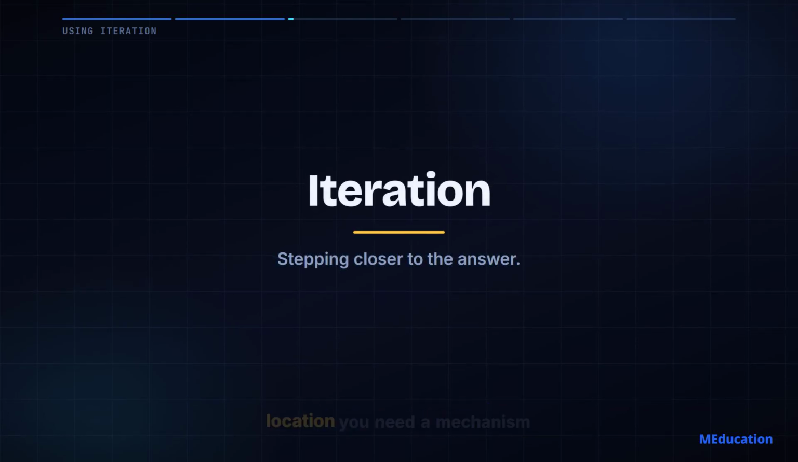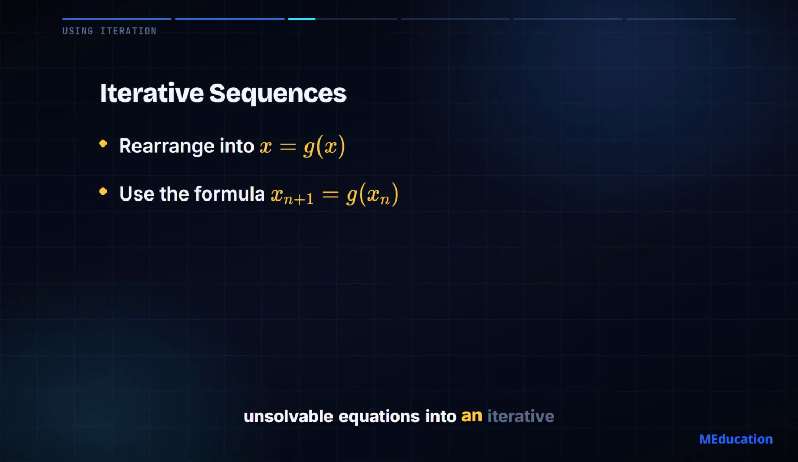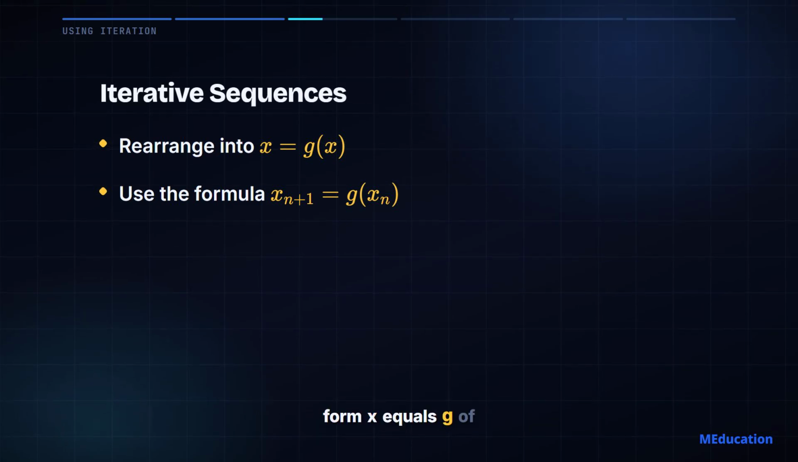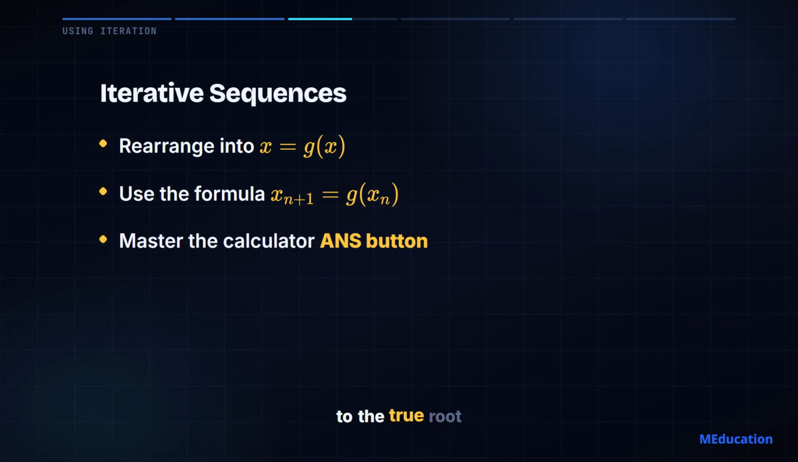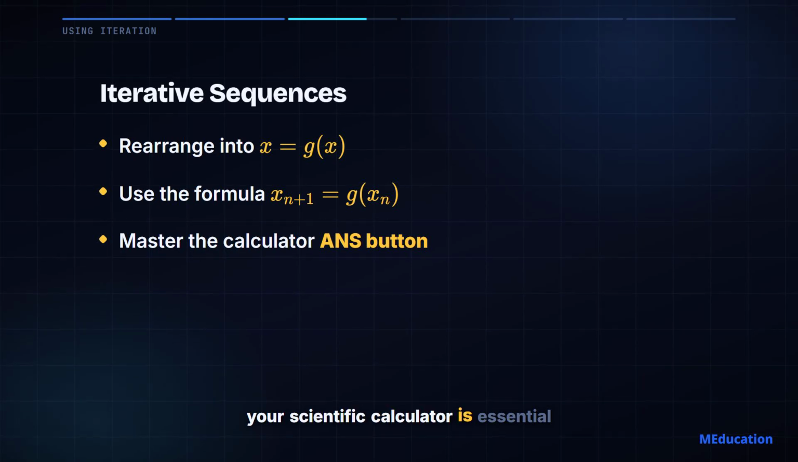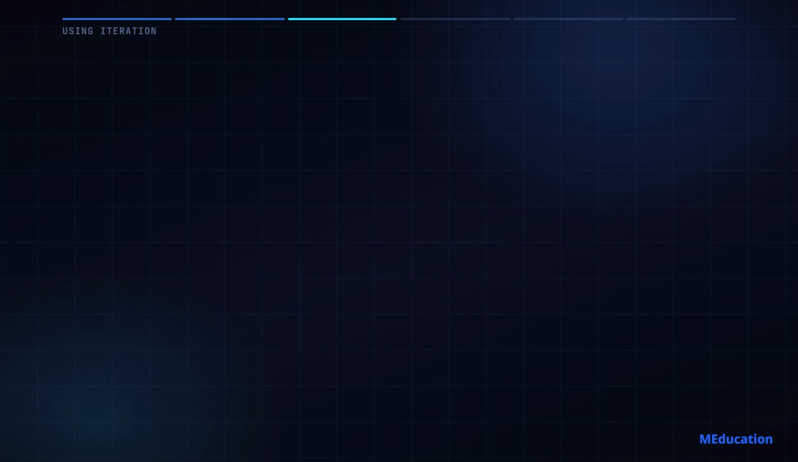Once you have a rough location, you need a mechanism to improve it. You will learn to rearrange unsolvable equations into an iterative form, x equals g of x. By feeding an initial guess into your calculator, you generate a sequence of numbers that step progressively closer to the true root. Mastering the answer button on your scientific calculator is essential here. It allows you to generate these sequences rapidly and flawlessly, right down to the required decimal places.